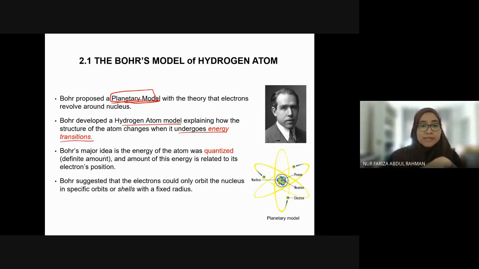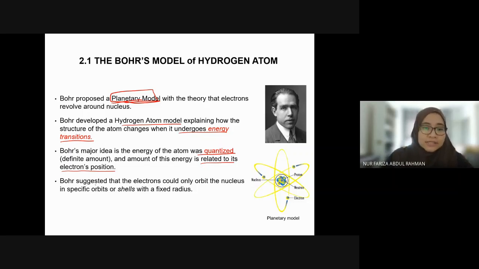Bohr's major idea is that the energy of the atom was quantized, or having a definite amount. Quantized means something that requires a specific amount of energy. The amount of this energy is related to its electron position. So that is what we call quantized, a specific amount of energy. It cannot be more and it cannot be less.